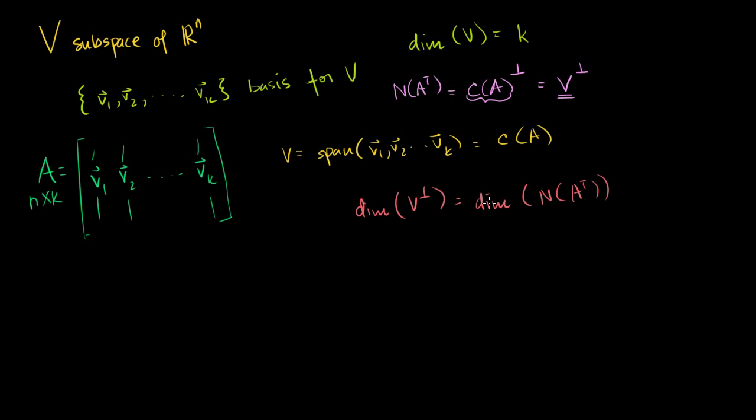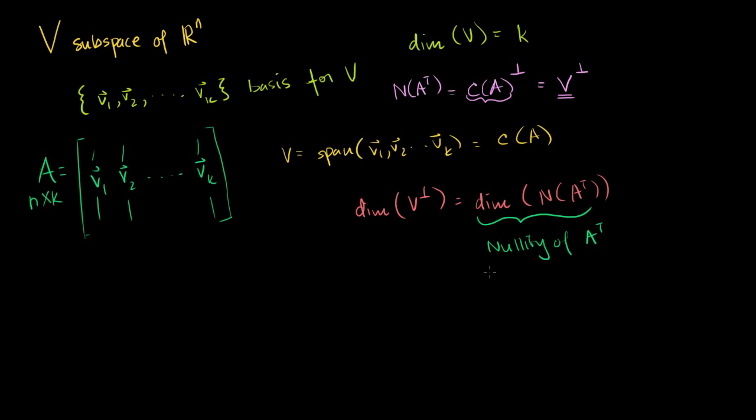And if you have a good memory, I don't use the word a lot, this thing is the nullity. This is the nullity of A transpose. The dimension of your null space is the nullity. The dimension of your column space is your rank.